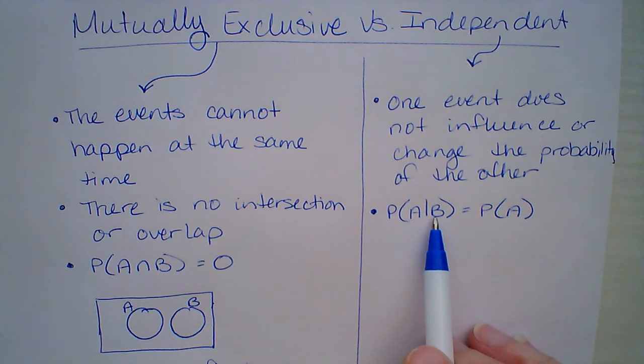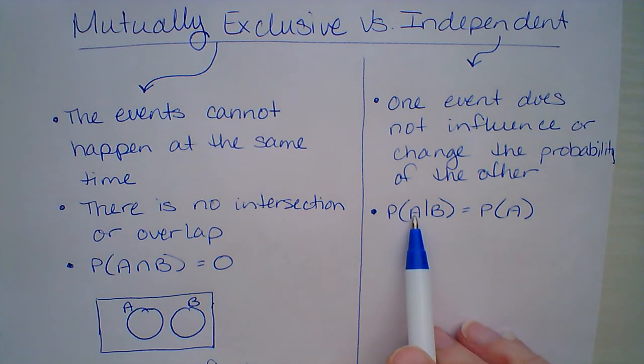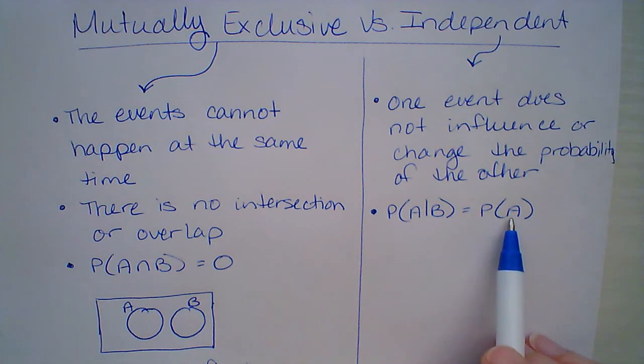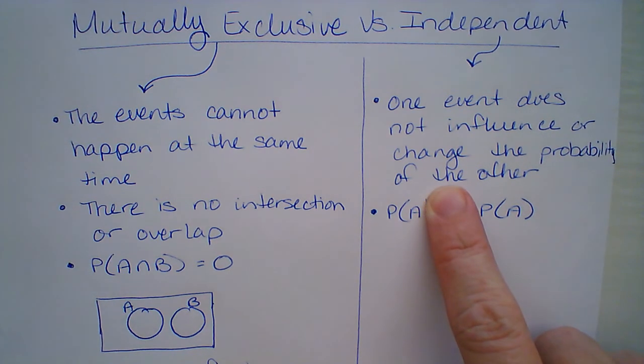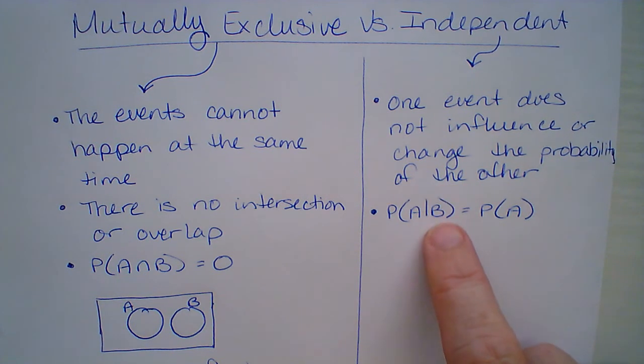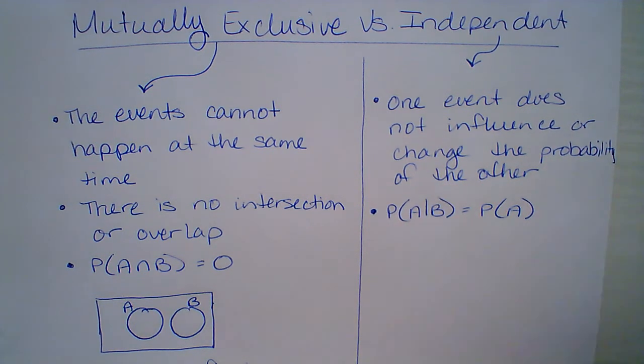But basically what this means is B has already happened, and then A happens, but it's the same thing as just A happening by itself, which means B does not change the probability of A. B doesn't even have to be there. We can cover up B, and then we have probability of A equals probability of A. B has no influence on the probability of A.